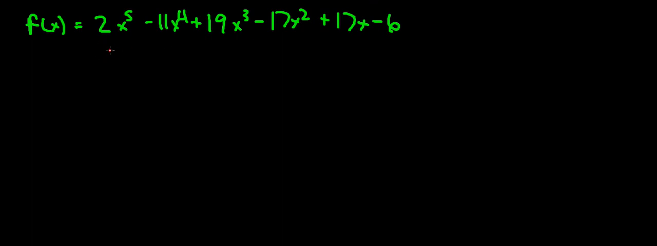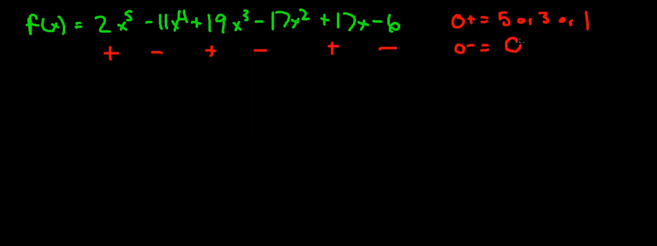Again, it's always best to start with Descartes' rule of signs. Plus, minus, plus, minus, plus, minus. So we have 1, 2, 3, 4, 5 variations in sign. So for our positive zeros, we're going to have 5 or 3 or 1. And again, we're going to have no negative zeros.